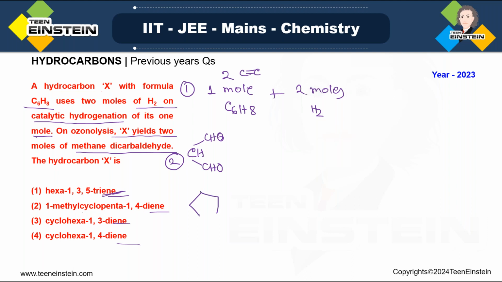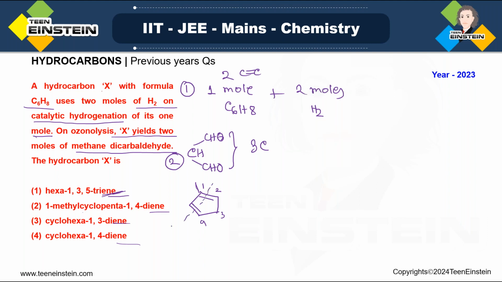Let me draw the structure. 1, 2, okay, it is at the 4 position. 3, 4. And at the 1 position, a methyl group. Now here you have 2 double bonds. And the first information is matching, that 2 moles of H2 are required. But when you are doing ozonolysis, will you get 2 moles of methane dicarbaldehyde? This is containing 3 carbons and 2 moles you are getting. That means a total of 6 carbons must be there. This molecule is also 6 carbons.